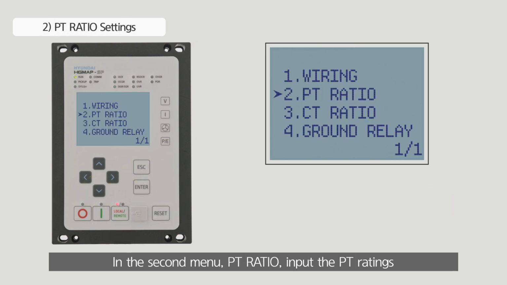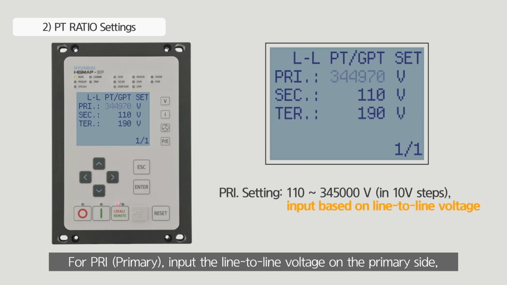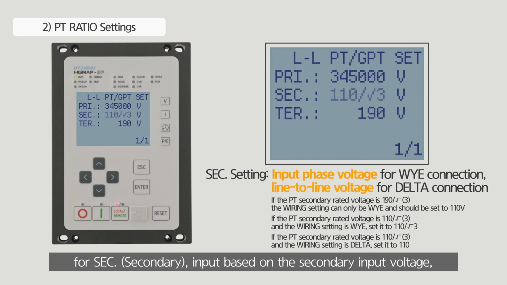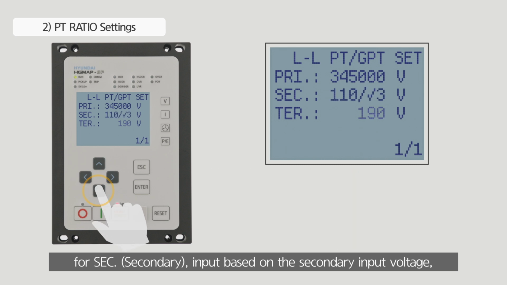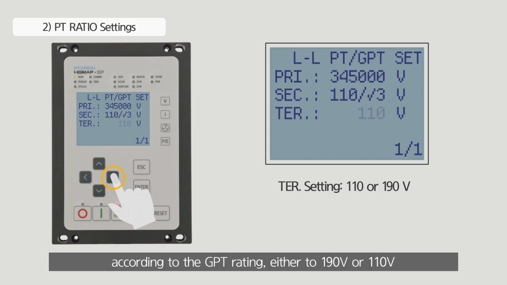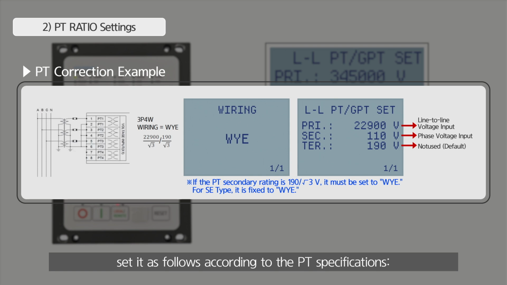In the second menu, PT Ratio, input the PT ratings. For primary, input the line-to-line voltage on the primary side. For secondary, input based on the secondary input voltage. And for tertiary, set the zero sequence voltage according to the GPT rating, either to 190 volts or 110 volts. When entering the PT rating, set it as follows according to the PT specifications.